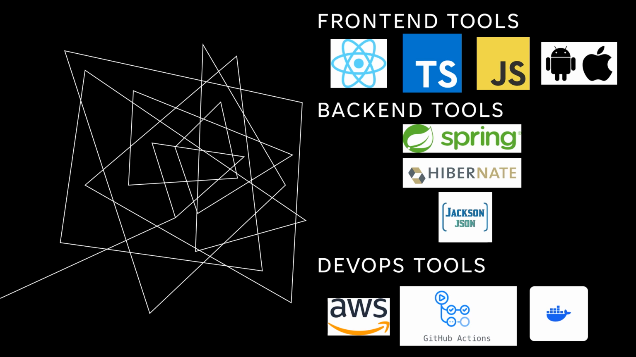Then on the back end, we use Spring Boot to really accelerate the development process. We use JPA, specifically Hibernate, for our ORM to make database access a little bit easier. And then we also used Jackson, which is included in Spring, for all of our data marshaling. And then for our DevOps tools, we of course used AWS for our hosting. We used GitHub Actions to create a continuous deployment pipeline, and we used Docker for our containerization.